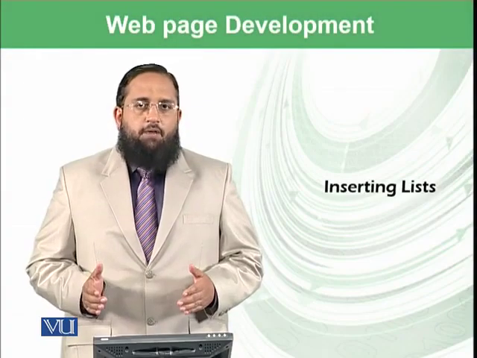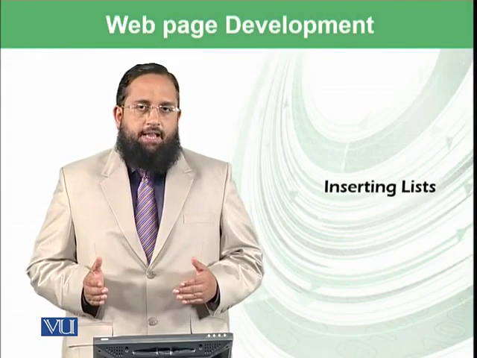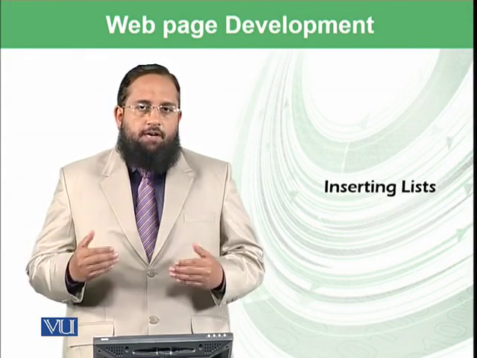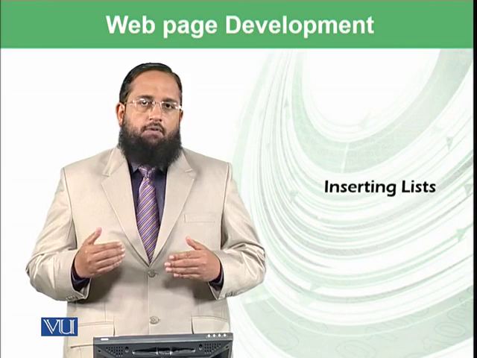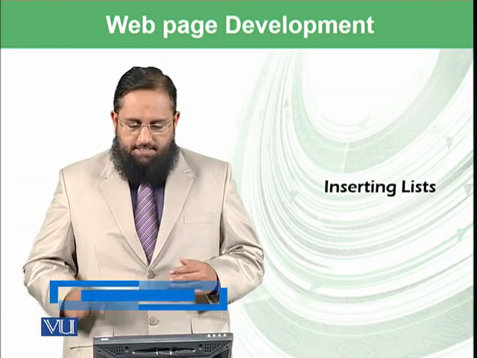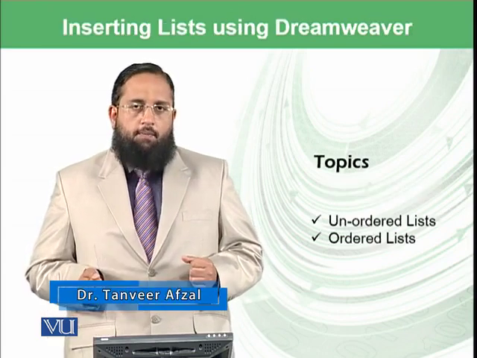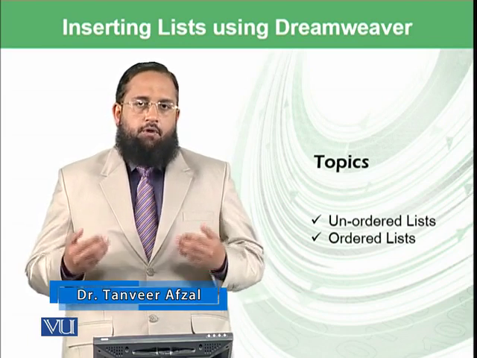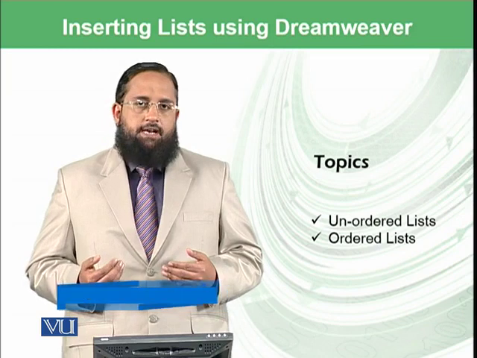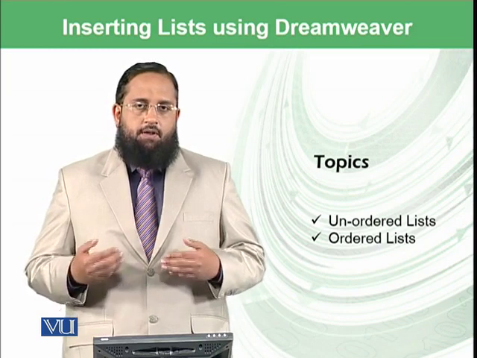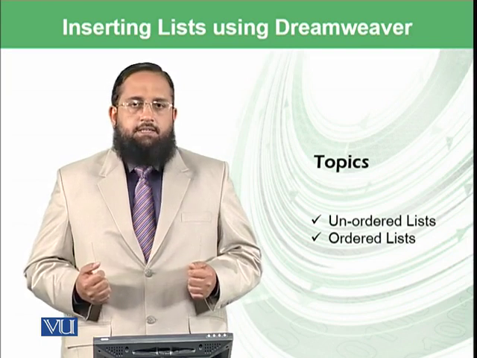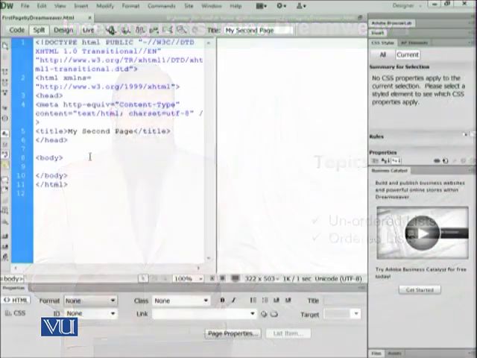Dear students, today we will learn another exciting thing in Dreamweaver, that is how to add bullet points, numbering, or what we call in Dreamweaver a list. There are two types of list available: unordered list, which is just like bullets, and ordered list, which is like numbering or some order like ABC or something else. So let's see in the practical how we can add such a list in the HTML document.